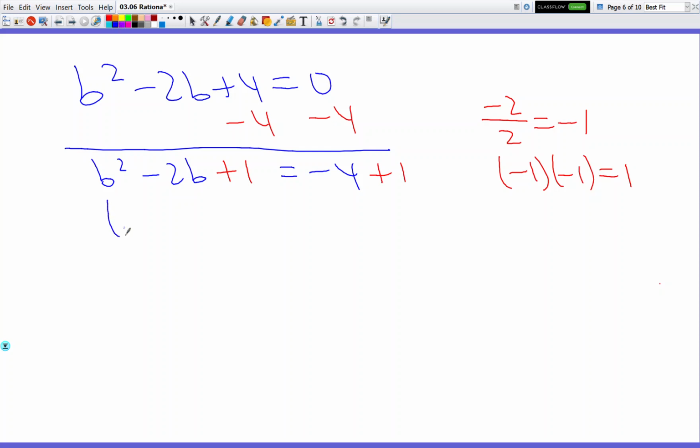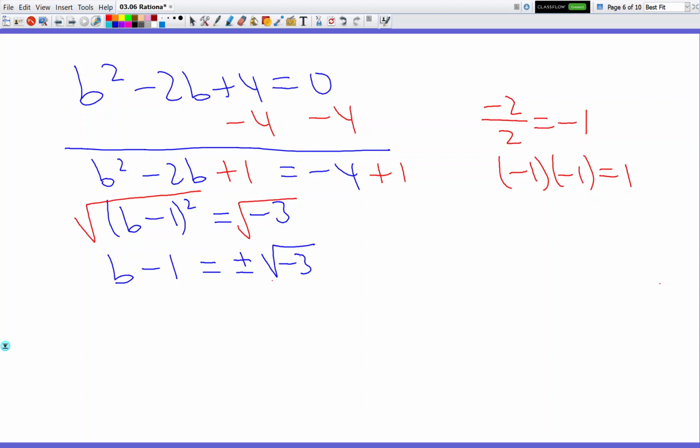Okay, so we're going to factor this left side. So b minus 1 squared equals negative 3. Okay, and then we're going to square root both sides, and we're going to get b minus 1 equals plus or minus square root of negative 3. Then continue this journey. So b minus 1 equals plus or minus. The negative turns into i, and then root 3. So we get b minus 1 equals plus or minus i root 3.